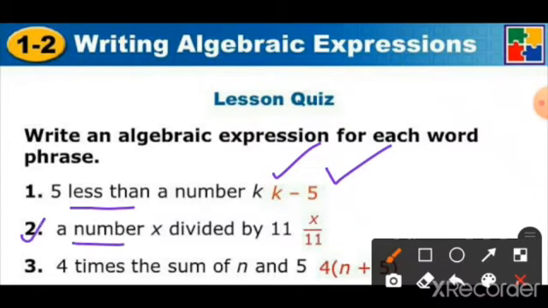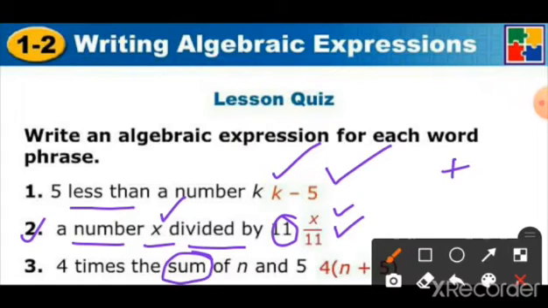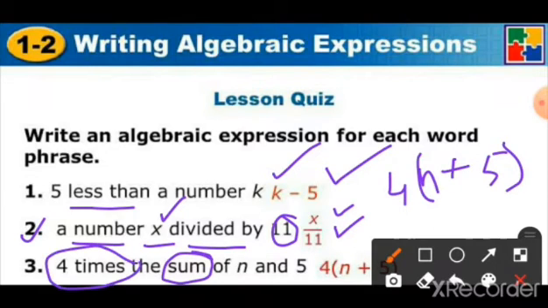Next, a number x divided by 11. So here we are taking the number as x. So x divided by 11. That is x by 11. Next you have 4 times the sum of n and 5. So the word sum denotes plus. So here you will write n plus 5 into 4. Why? Because here you have 4 times. So 4 times of n plus 5.